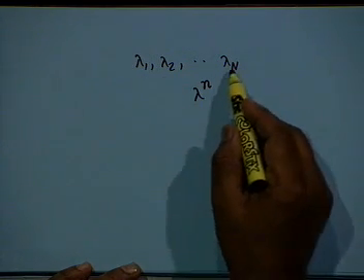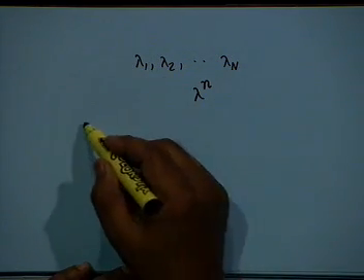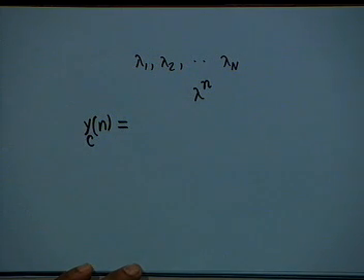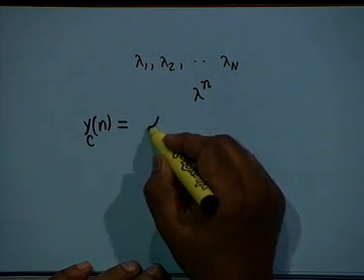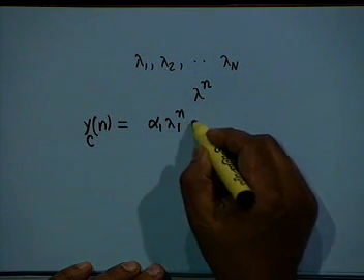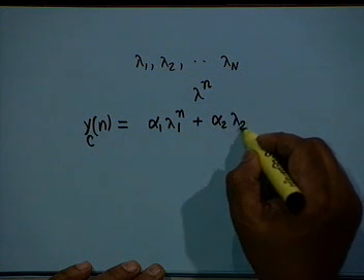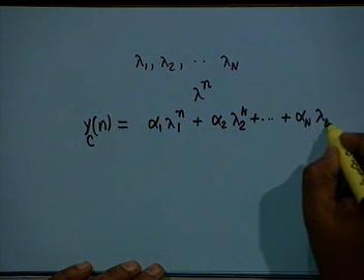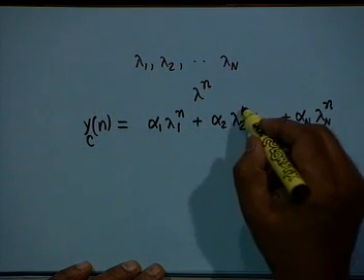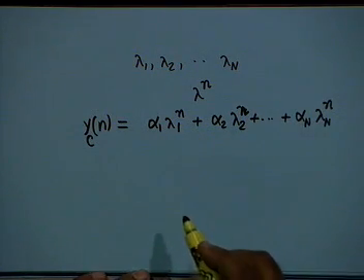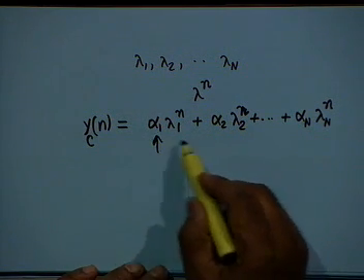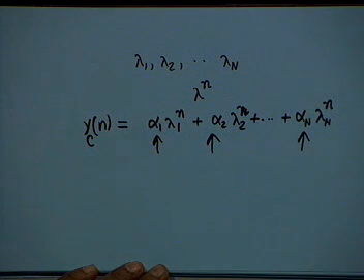Lambda can take any of these values, and therefore our solution yc of n, the complementary function, would be of the form alpha 1 lambda 1 to the n plus alpha 2 lambda 2 to the n plus etc. plus alpha N lambda N raised to the power n. This is small n. This is the complementary function, the solution to the homogeneous equation, and this is where these constants alpha 1, alpha 2, alpha N occur.